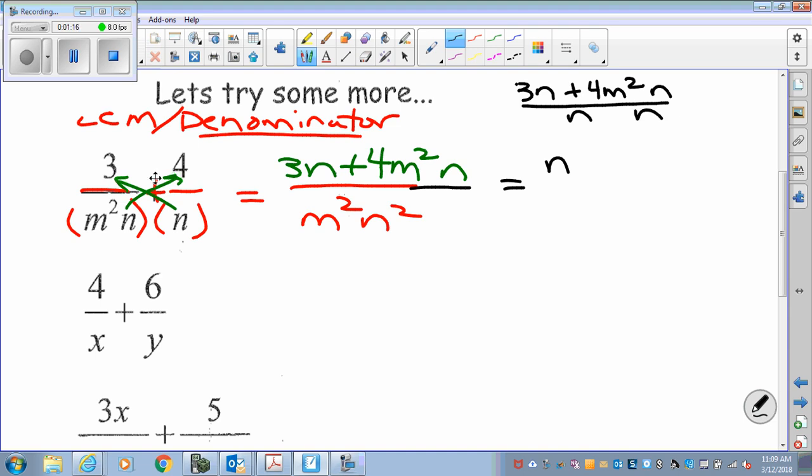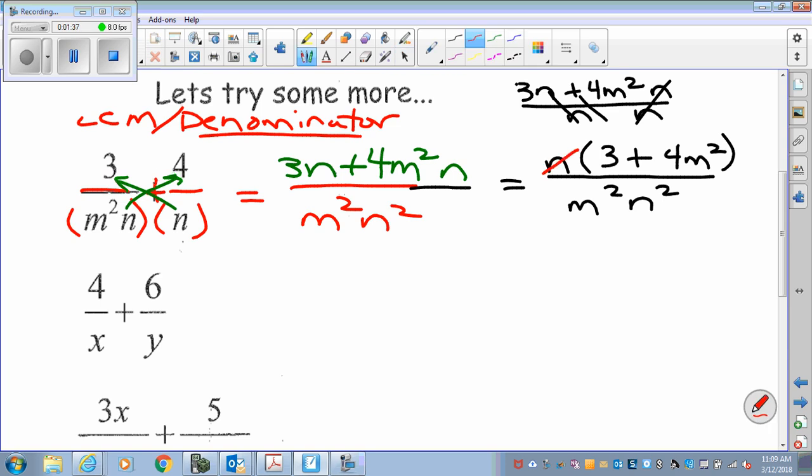We can divide that one. Just write it sideways. So n divided by n is 1, so I just have the 3. And then plus, that divides out with that, and so I have 4m squared. So 3 plus 4m squared over m squared n squared. So this n could divide out with one of those. So my final answer here would be 3 plus 4m squared all over m squared n.